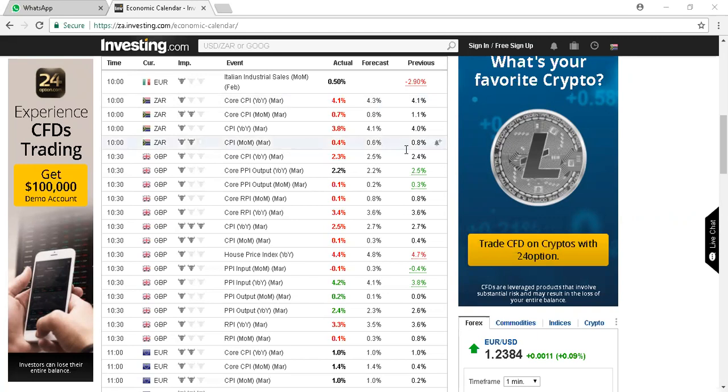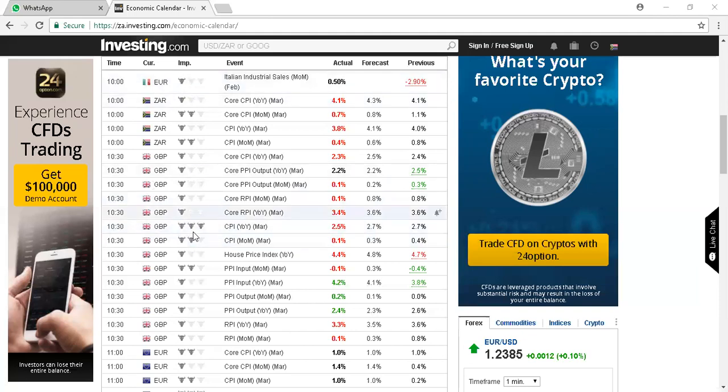If you ever want to see when the news is happening, then you can go onto this site. It's called investing.com, and then you select the economic calendar, and it gives you all the news events, tells you what time the news is coming out. It shows you what currencies it's going to affect.